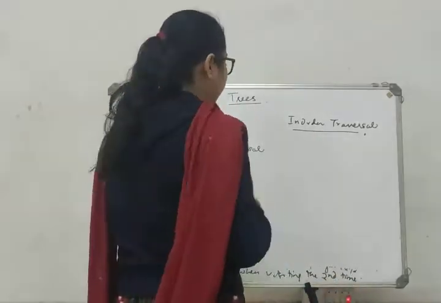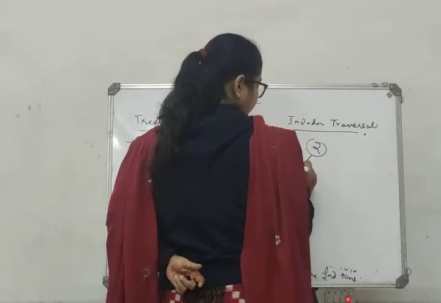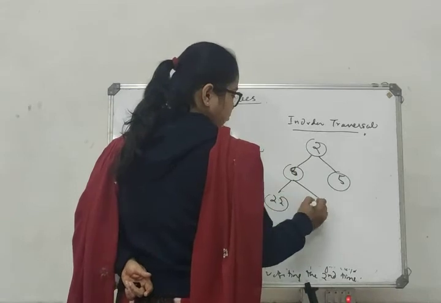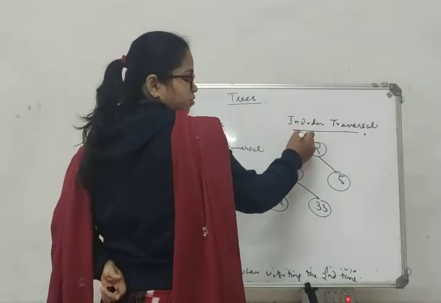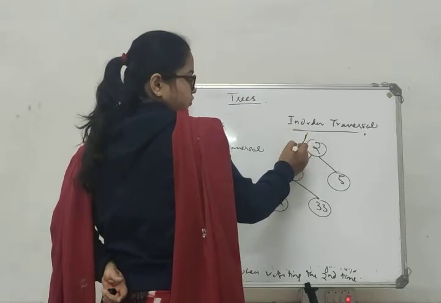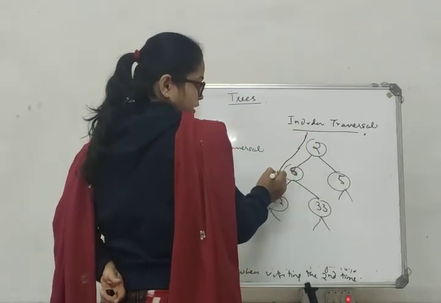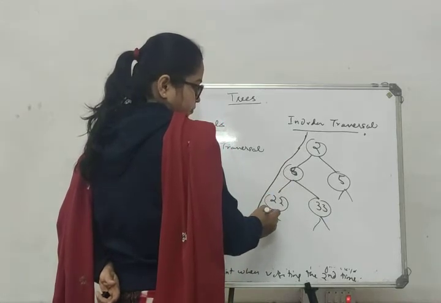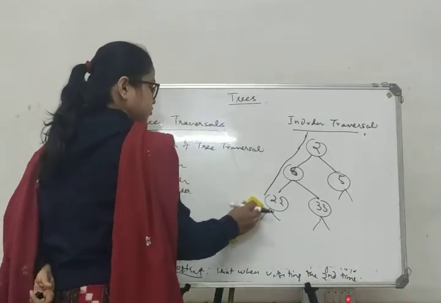So according to the shortcut method, 2, 5, sorry, 8, 5, 22, 33. Now, we started from left to right, visiting the node for the first time, visiting the node for the second time, visiting the node for the first time, visiting the node for the second time. So, let's start again.